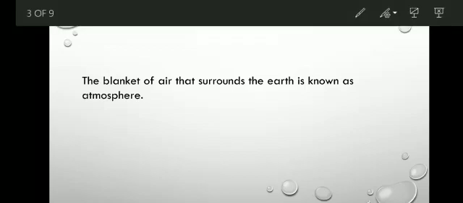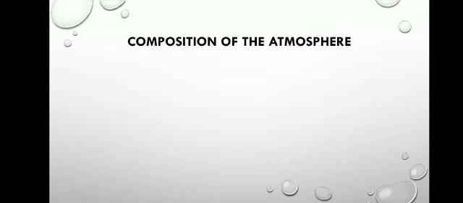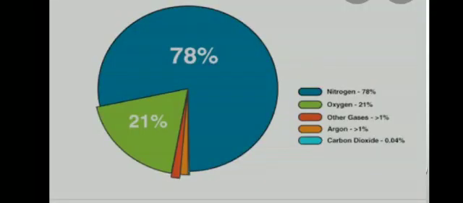Now we will see the composition of the atmosphere. Air, which makes up the atmosphere, is a mixture of several gases. Nitrogen makes up about 78% and oxygen about 21% of the total volume of the atmosphere.